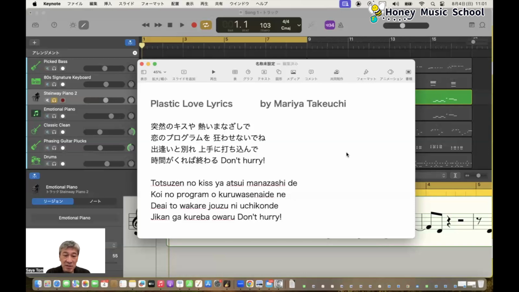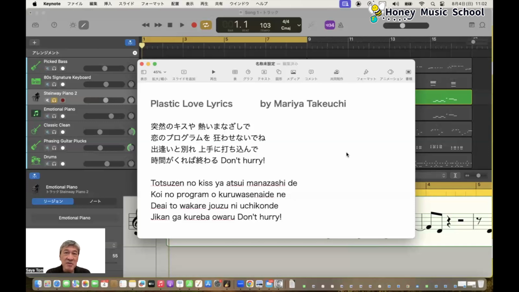So the meaning of these 4 lines, for example, right? My actions right now are very artificial and programmed. So this is I'm running under a love program for this love, right? Which I'm going to protect myself, and don't try to screw up my program with a sudden kiss or a passionate look, right? The meeting and the parting is nicely programmed, so don't screw up my program.